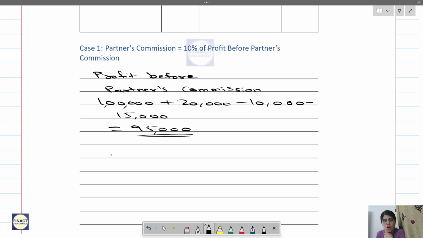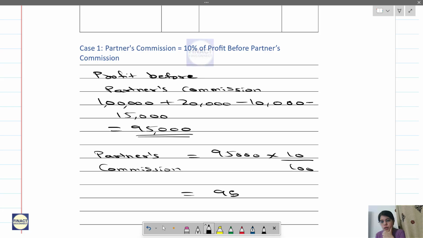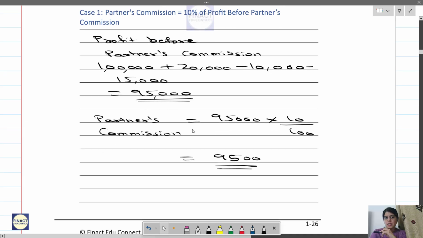Correct? So how much is the commission? So partners commission is equal to profit before commission 95,000 into 10 by 100. So that comes to 9,500. Now let's move to the next one. Now listen here.